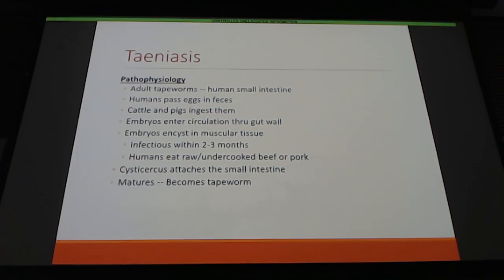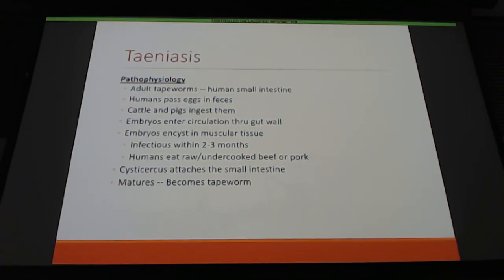All right, so we ingest the stuff. It enters circulation through the gut wall and encysts in the muscular tissue. So the first part of this path, only for Taenia solium, okay? The first part of the path can go two different ways. It can either go into us or it can go into a pig. When it goes into us, it's accidental. When it goes into a pig, it's what it's supposed to do.